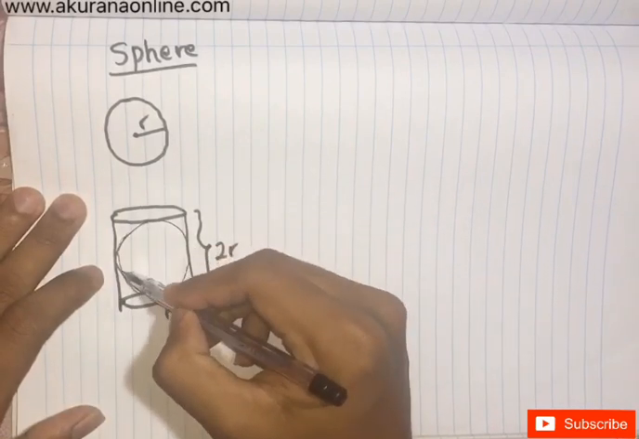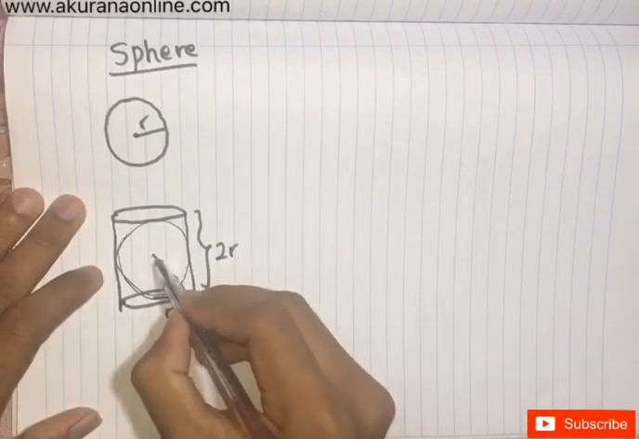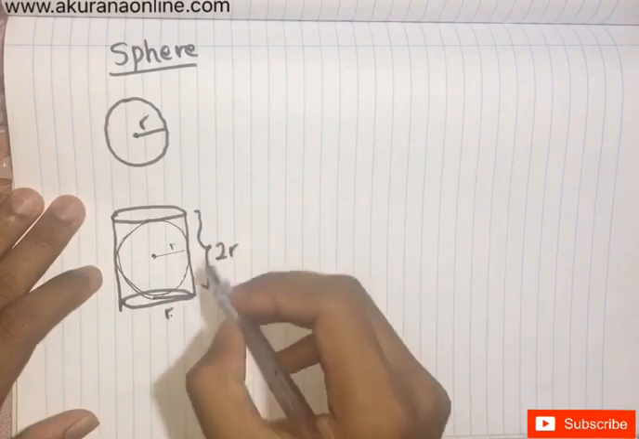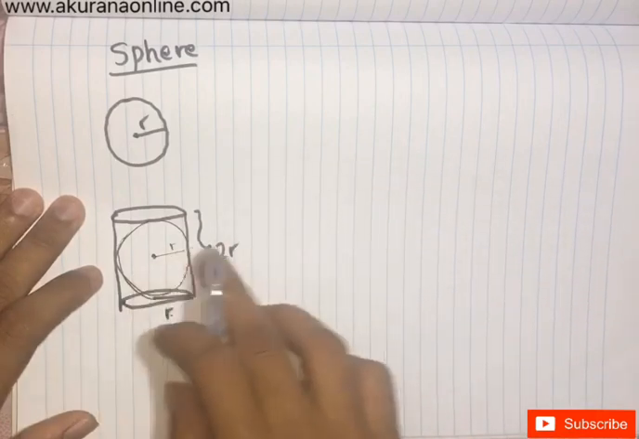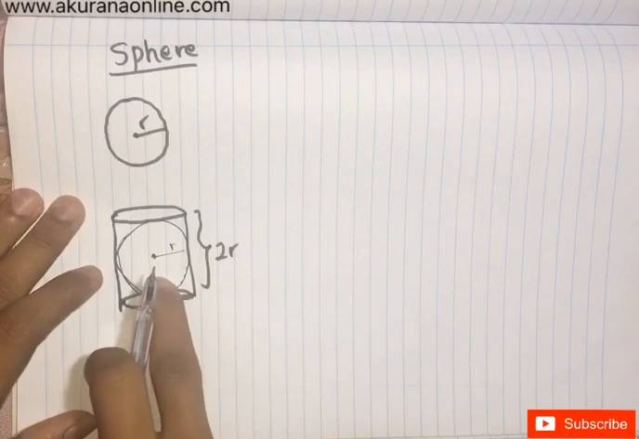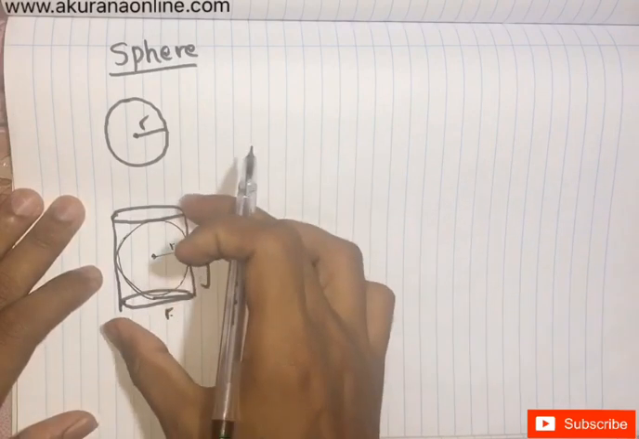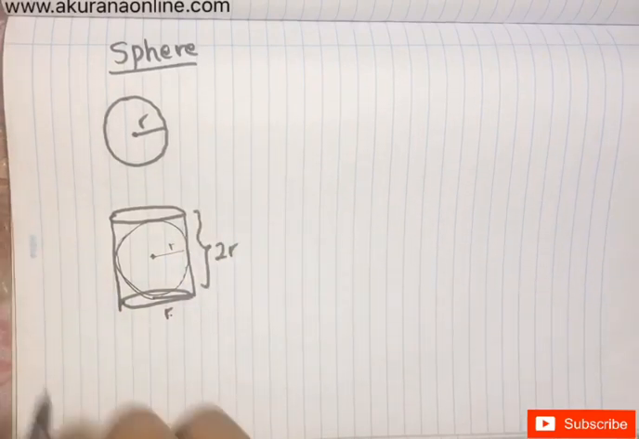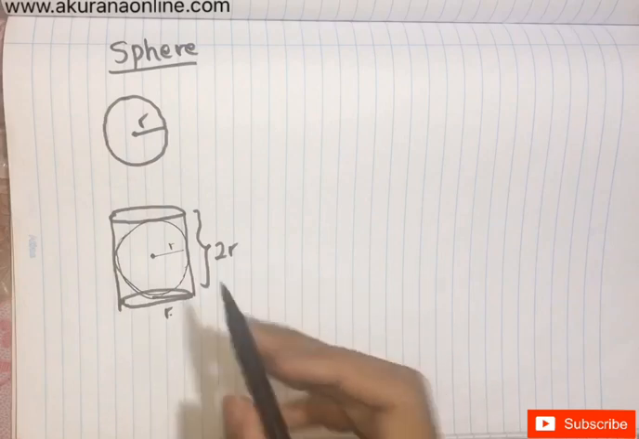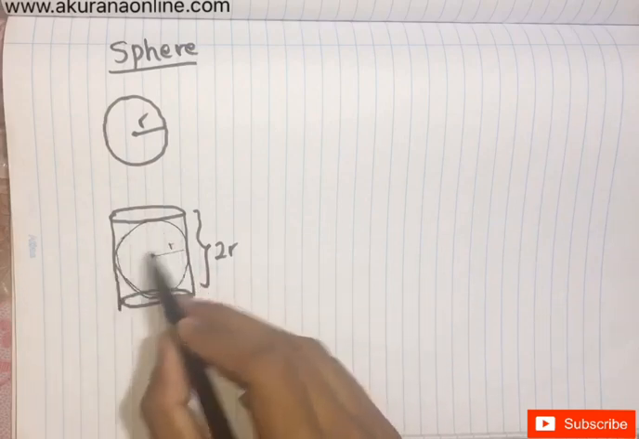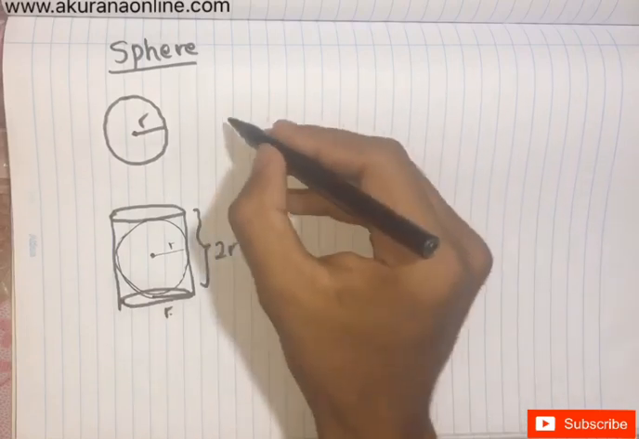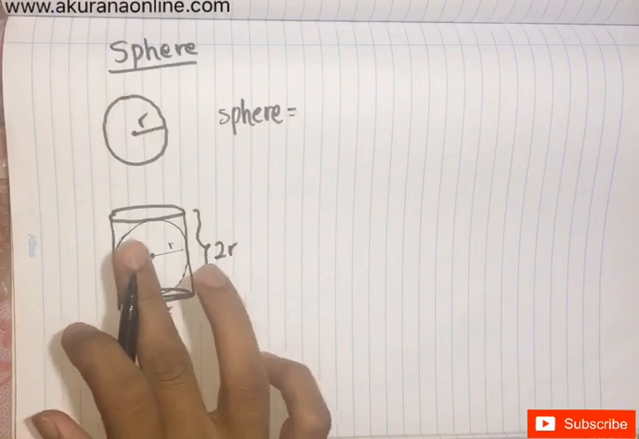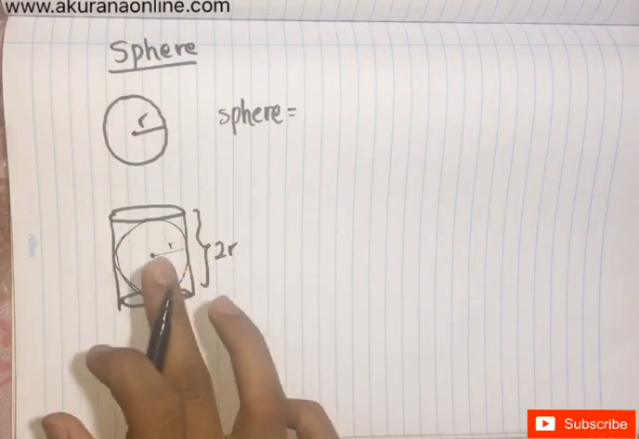Now this is our sphere. You have the radius r, this also the radius r, and the height is equal to 2r. That means it is equal to the diameter of the sphere. Now this cylinder, you call it the circumscribing cylinder. Now there is a relationship: the surface area of the sphere is equal to the area of the curved surface of the cylinder.